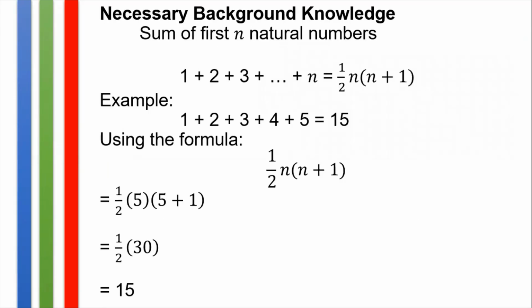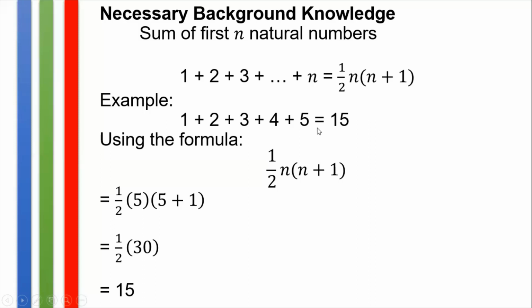Before we delve into the main topic for today, it's important that we have the necessary background knowledge. We have to be reminded that the sum of the first n natural numbers, 1 plus 2 plus 3 all the way until n, is equal to 1/2 times n times the quantity n plus 1. For example, if you have 1 plus 2 plus 3 plus 4 plus 5, we have here the sum of the first five natural numbers.